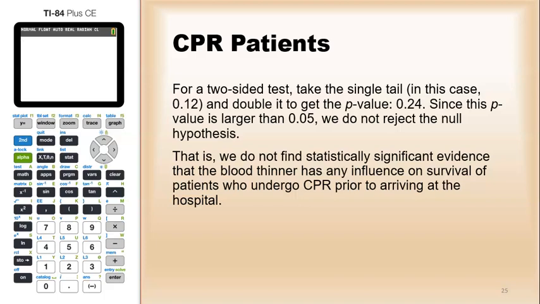So we end up with a p-value larger than 0.05. We do not reject the null hypothesis. That is, we do not find statistically significant evidence that the blood thinner has any influence on the survival of patients who undergo CPR prior to arriving at a hospital.